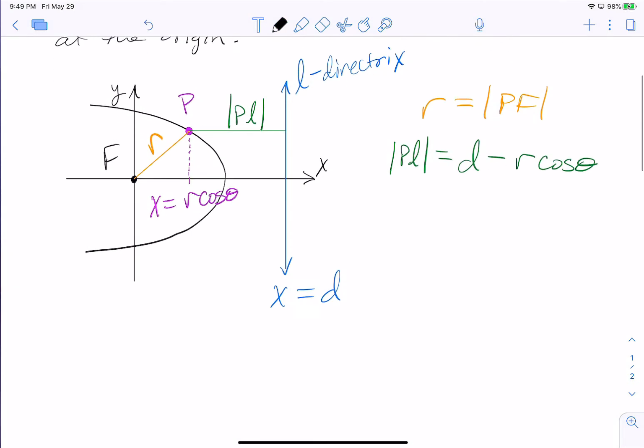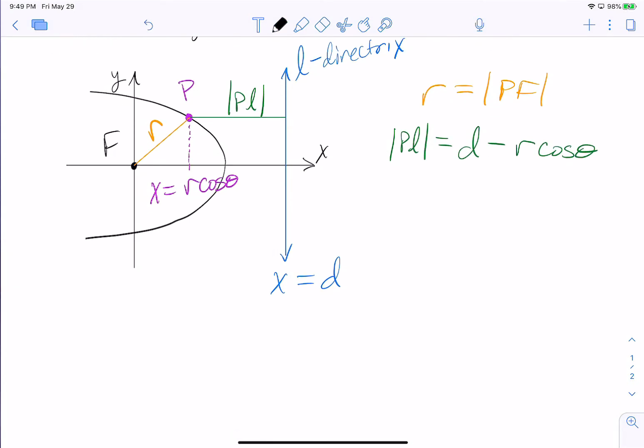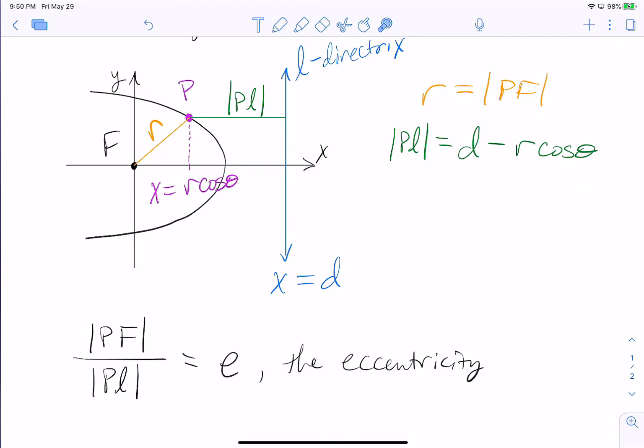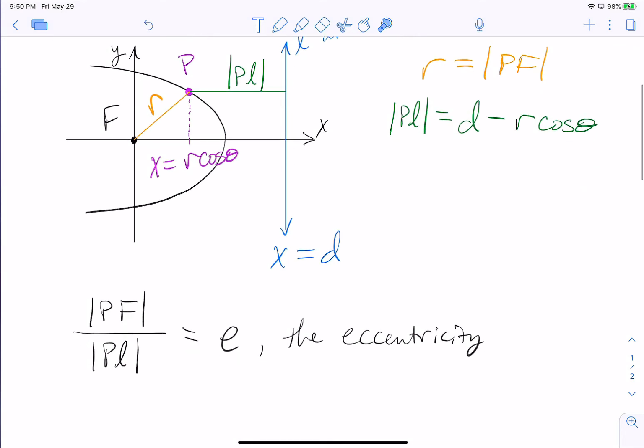We talked before in the context of ellipses about eccentricity, and now we have a more general idea of eccentricity. The distance PF divided by the distance PL is actually defined to be e, the eccentricity. And be aware here that e does not stand for Euler's number, 2.7. It's the eccentricity. So it's just e for eccentricity. But now this is a definition of e for all conic sections.